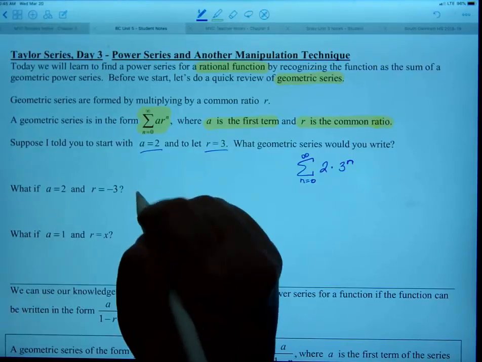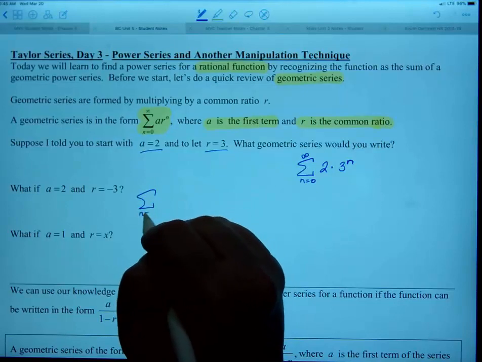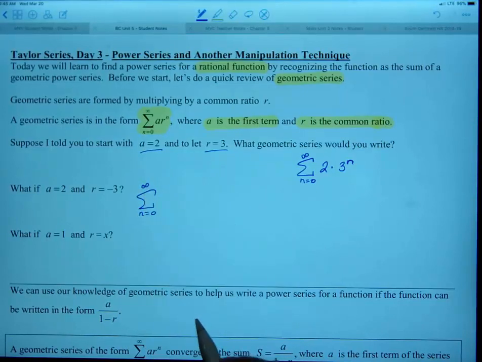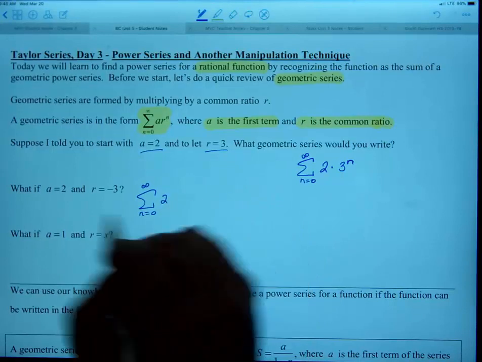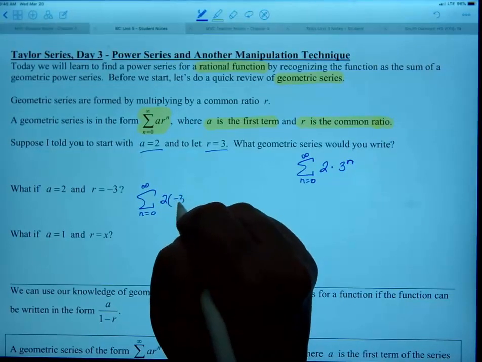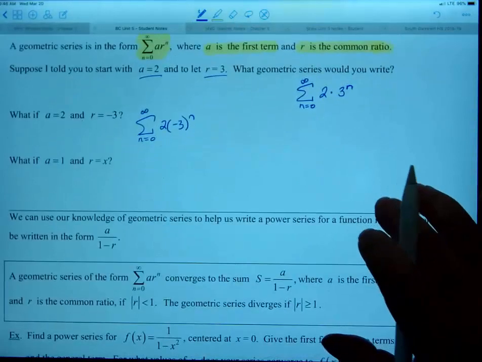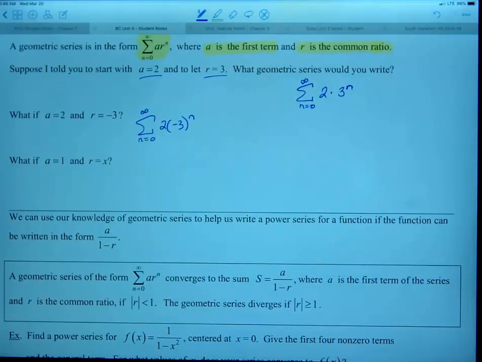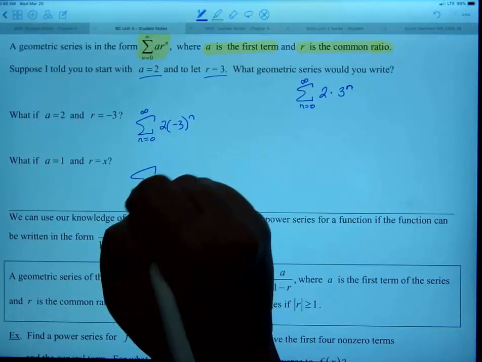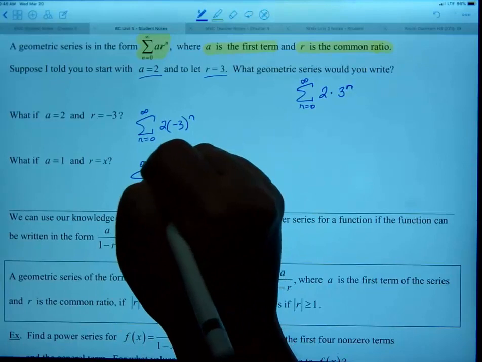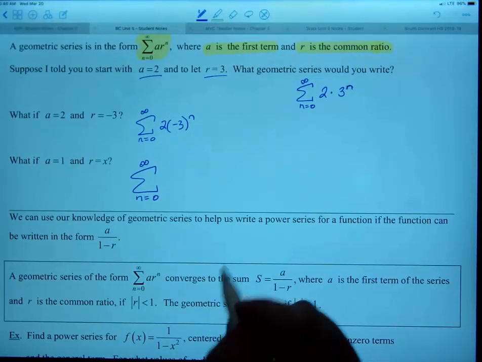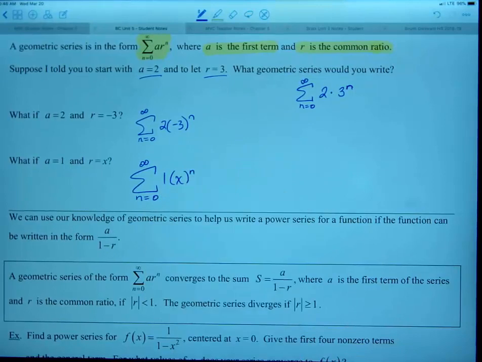Look at the next one. What if a is 2 but r was negative 3? Sigma again, 0 to infinity. Now, usually when r is negative, you've got to put it in a parentheses, negative 3 to the n like that. Okay? Now, what if a was 1 and r was x? How would that look? X to the n, 1 times x to the n. The 1 is not necessary, but a lot of times we just go ahead and put it there to show you what a is. All right?